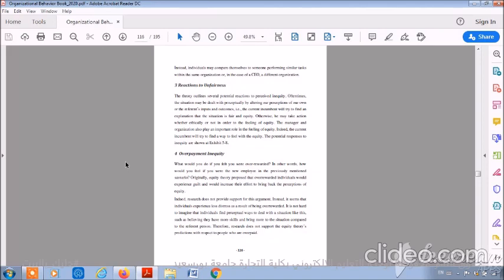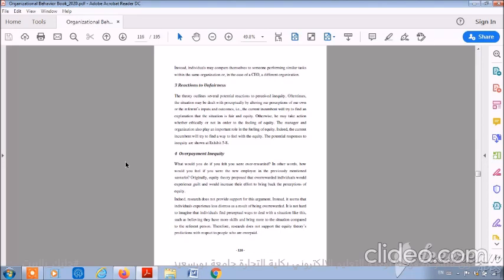Originally, equity theory proposed that over-rewarded individuals would experience guilt and would increase their effort to bring back the perceptions of equity. الأشخاص اللي بياخدوا over-rewarded اللي بياخدوا أكتر من اللازم هيشعروا بالذنب وهيحاولوا إن هم يوصلوا لدرجة الإيكويتي أو العدالة. لكن في الحقيقة indeed research does not provide support for this argument.